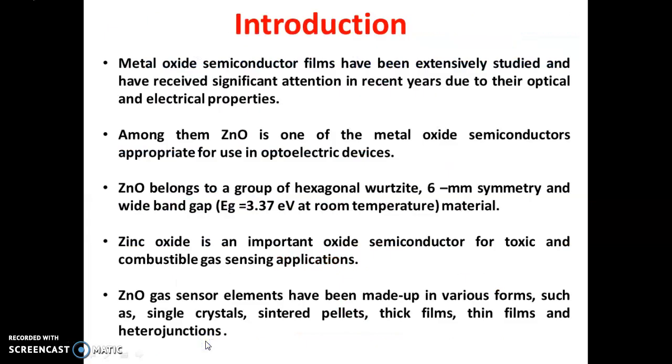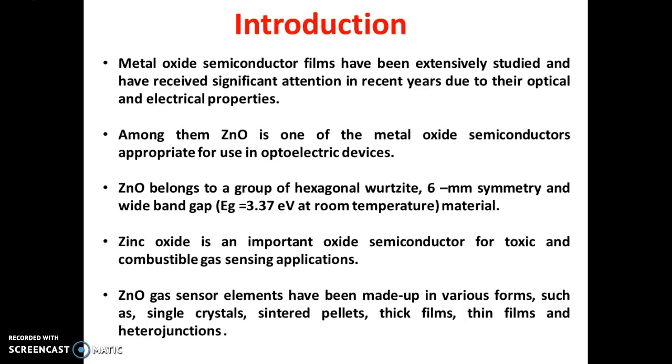Zinc and cadmium form many compounds involving direct links to carbon as well as nitrogen, sulfur, etc. But zinc appears to form more stable links with oxygen compared to cadmium. Zinc oxide belongs to a group of hexagonal wurtzite and has a wide band gap of 3.37 electron volt at room temperature. In my presentation, a detailed study on the structural, morphological and optical properties of Cd-doped ZnO is being reported. Let me go to the experimental part now.